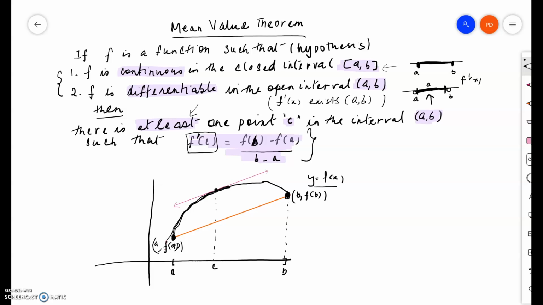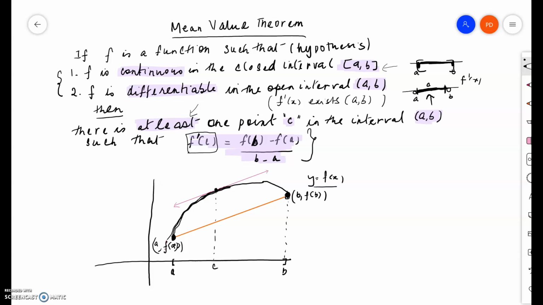Here we'll discuss the mean value theorem. So let's look at the hypothesis of the theorem. If f is a function that satisfies two conditions, the first condition being that f is continuous in a closed interval [a, b]. So the closed interval includes the endpoints. So it has to be continuous everywhere in the interval [a, b], including the endpoints.